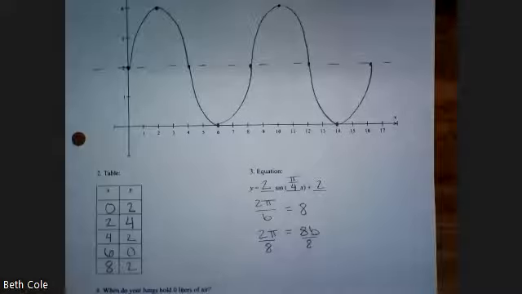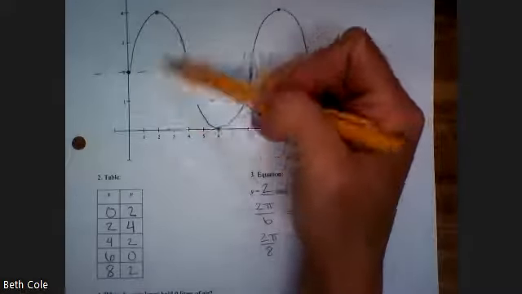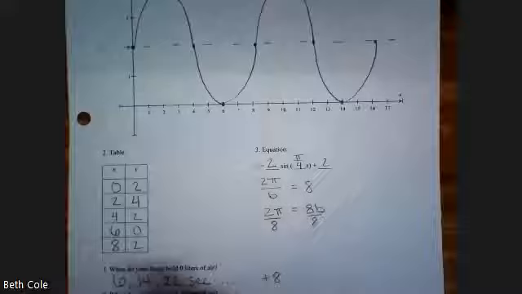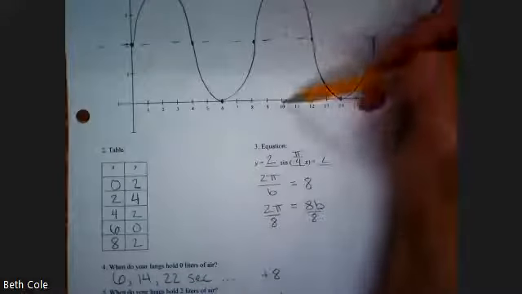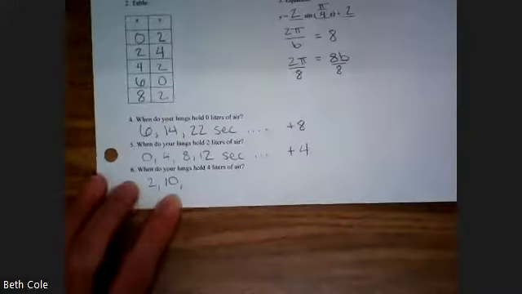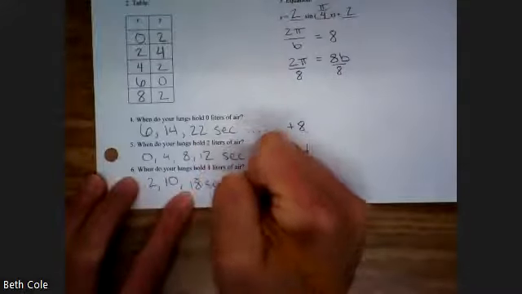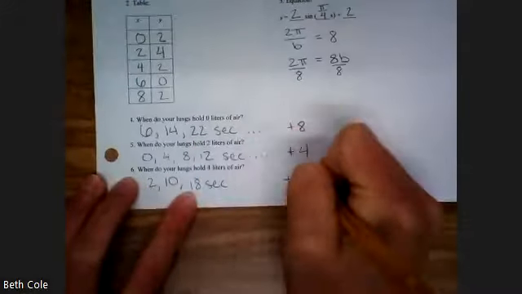And then when do your lungs hold 4 liters of air? Okay, well, when's the first time we have 4 liters? Right, 2 seconds. And then the next time is 10 seconds. And I know it goes off the paper, but when would be the next time? 18 seconds, etc. And you would add 8 each time.